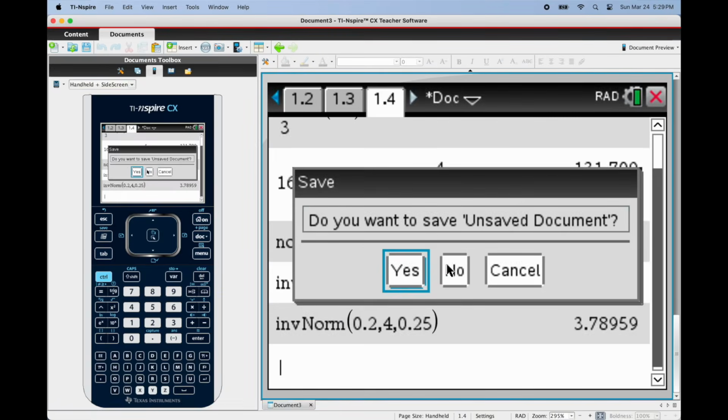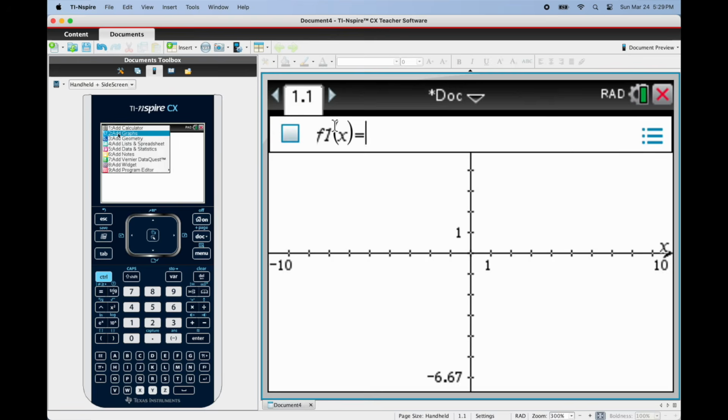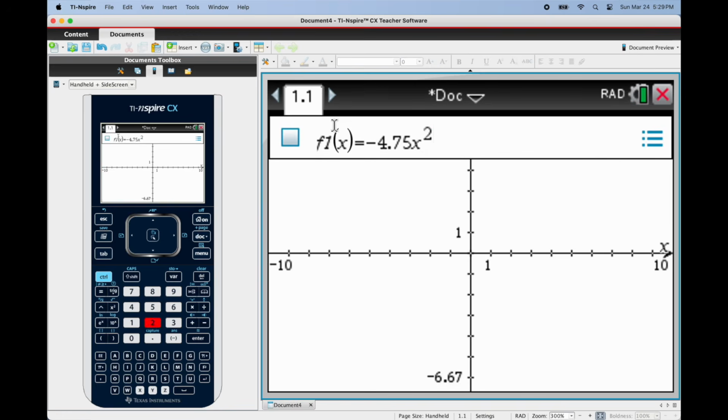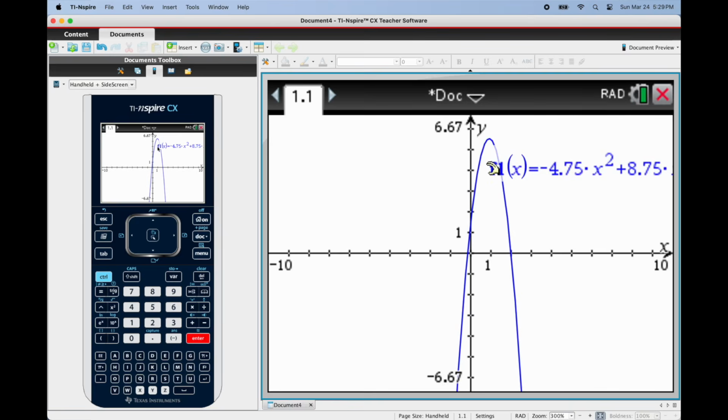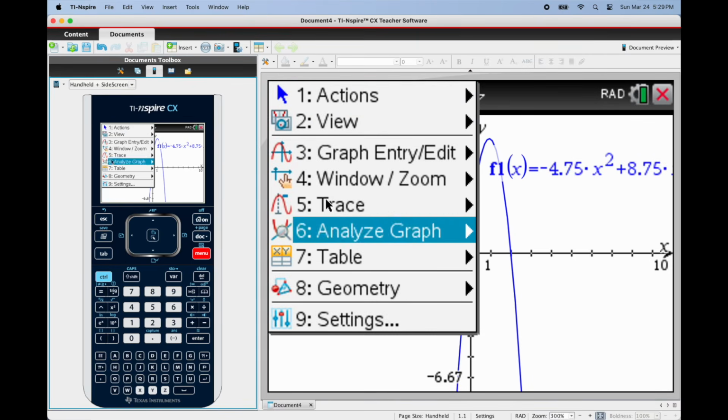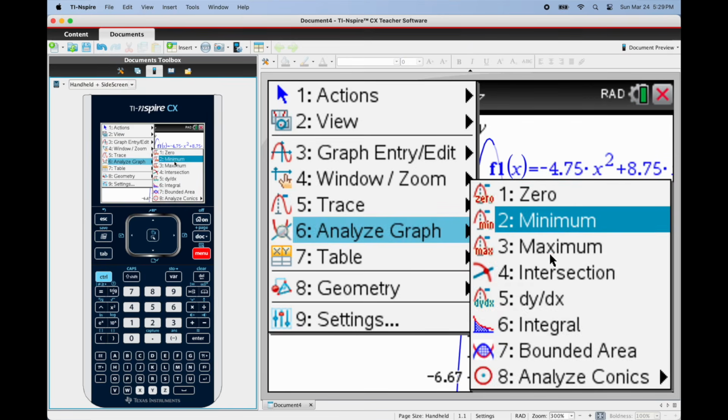Let's get a new document and add a graph. So here is our function, negative 4.75, and of course we need to write t as x. So x squared plus 8.75 x plus 1.5. Negative 4.75 x squared plus 8.75 x. Alright, and very kind of generous question. We don't have to change any of the window at all. Let's analyze the graph and let's find its maximum.